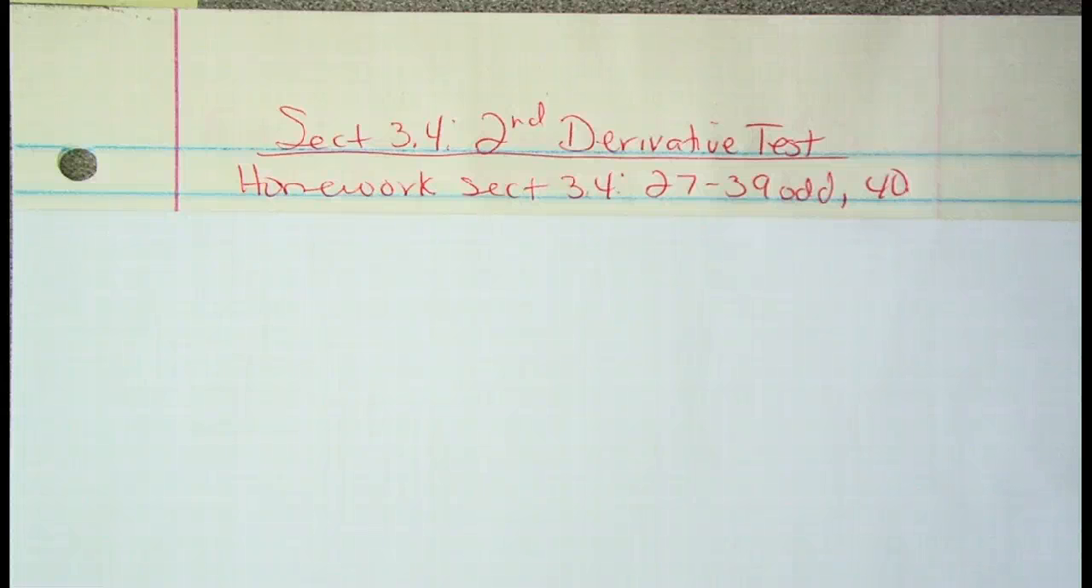Today's lesson is on section 3.4, the second derivative test. First off, the homework is section 3.4, 27 through 39 odd, and number 40.